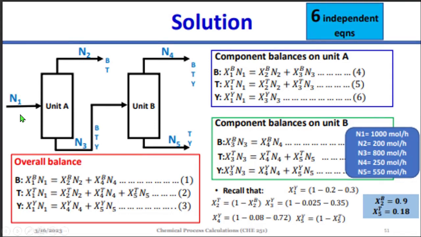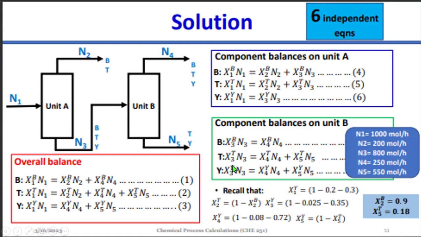So if it is 1, then it is stream N1. If it is 2, it is stream N2. If it is 3, it is stream N3. So what we see in equation 4 is that the mole fraction of benzene in stream 1 times the mole flow of stream 1, that's the feed, is equal to the mole fraction of benzene in stream N2 times the mole flow of stream N2 plus the mole fraction of benzene in stream N3 times the mole flow in stream N3. Then we do the same thing for toluene and then the same thing for xylene.